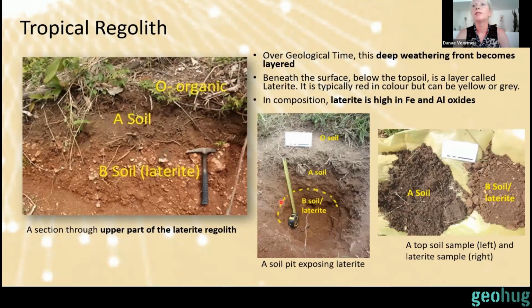So this tropical regolith, if we look at the surface of it, here's again our organic layer and our topsoil, and then we have the B soil named laterite. That's because over geologic time, this weathering front becomes layered, and you're going to be learning about these different zones of the laterite regolith. It's important to learn about the regolith because the regolith is what stands between you and the metal deposit in the bedrock at depth. So it's good to know your regolith in your project area. In composition, laterite is high in iron and aluminum oxides. So here's a soil pit. You can see your O soil, your A soil, and then your exposed laterite.